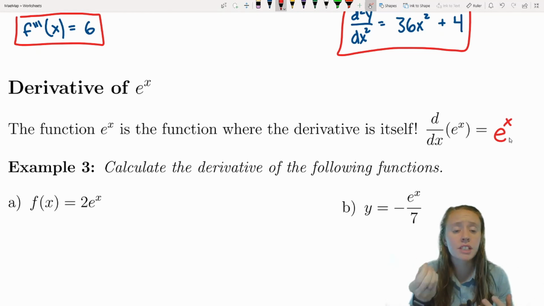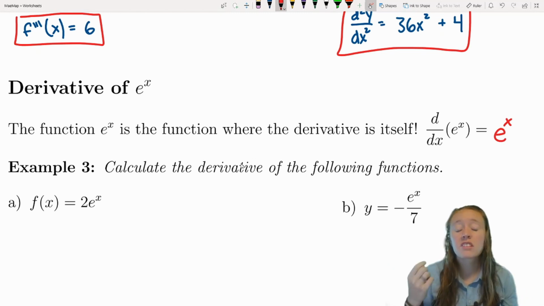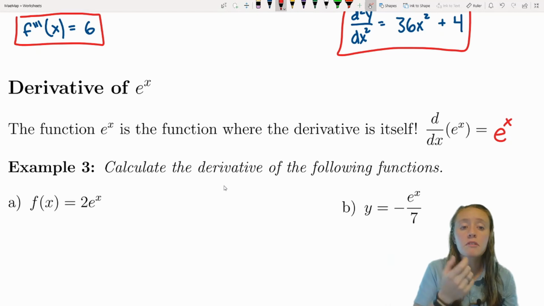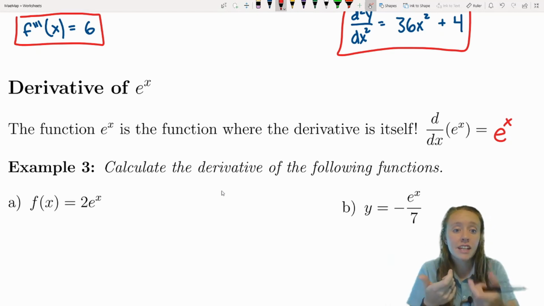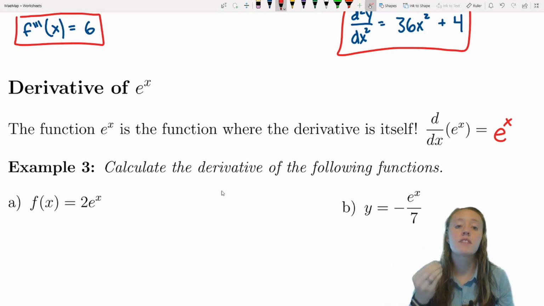Obviously, the derivative of 0 is going to continue to be 0, and the derivative of some constant multiplied by e to the x, remembering that constant multiple rule, we pull that constant out in front, take the derivative of e to the x, we're going to get that same thing, e to the x, with that constant out in front. So we're going to get the same thing again. But just remember that the function e to the x is the derivative of itself.